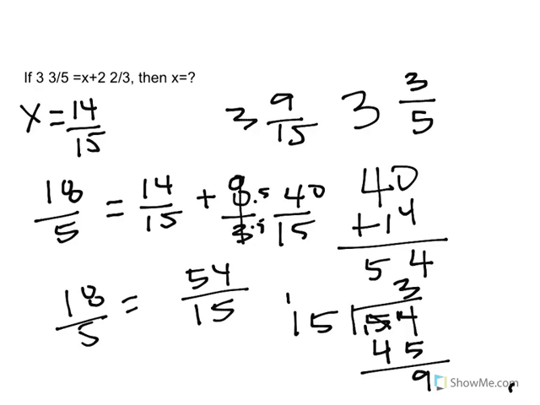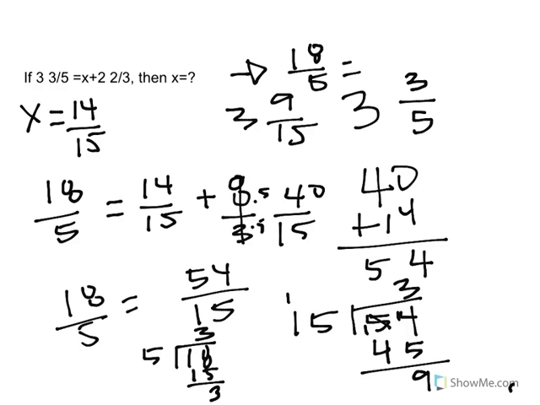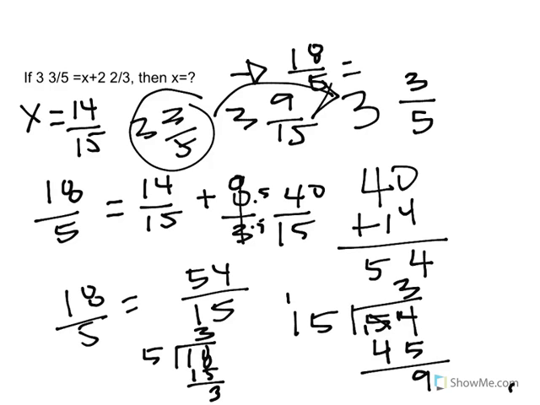Okay, so now we are left with 18 over 5 equals 3 3/5. Well, now we can turn this back into a mixed number. 5 goes into 18 3 times. That leaves us with 15. We have 3 left over. That leaves us with 3 3/5. That checks out. So our answer is x equals 14 over 15.